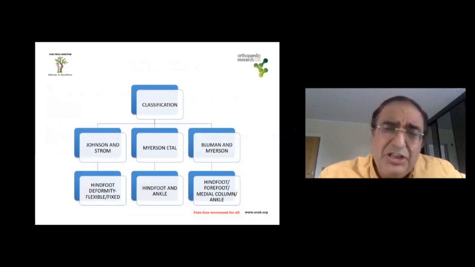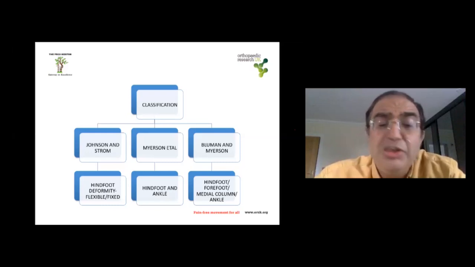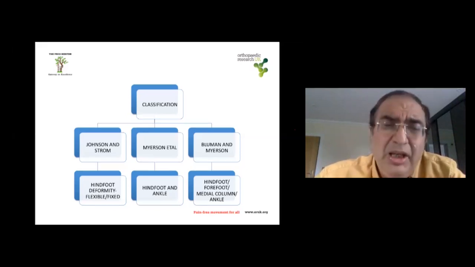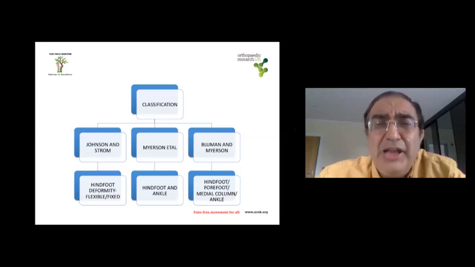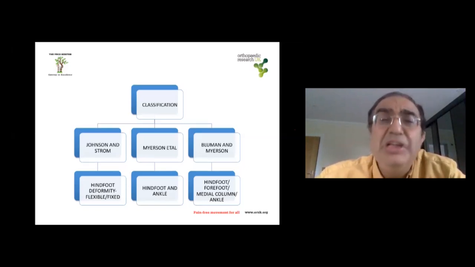So classification of tip post is asked in the exam. The earlier classification was Johnson and Strom, who basically just classified it based on the presence of the hind foot deformity. And later Meyerson added on the ankle involvement. So Meyerson did a modification of the Johnson and Strom. But now we actually also follow the Bluman and Myerson classification. We don't just look at the hind foot deformity, but look at the forefoot deformity, the ankle, and the medial column instability, which is a more comprehensive classification.